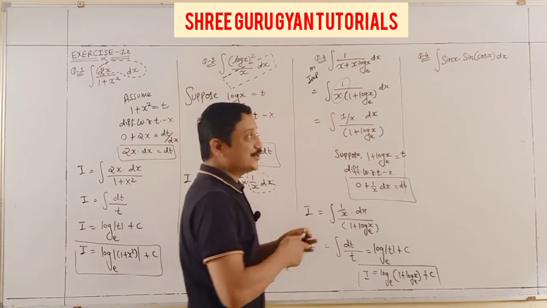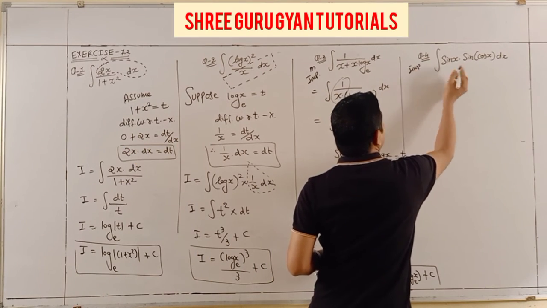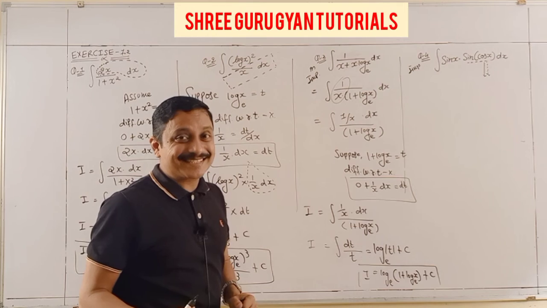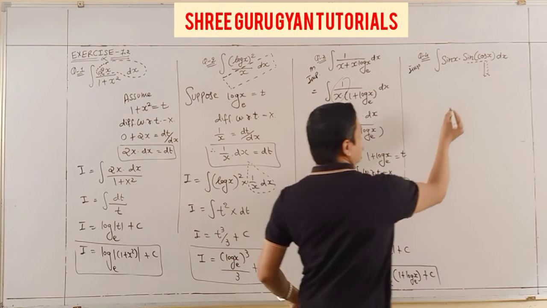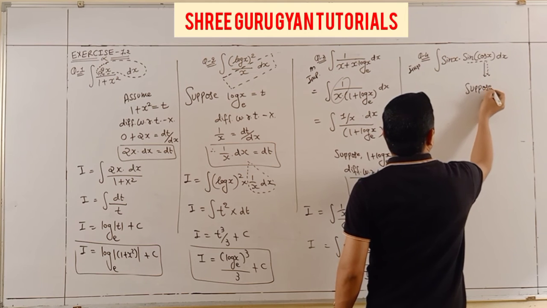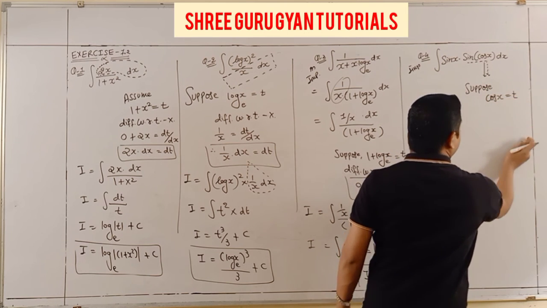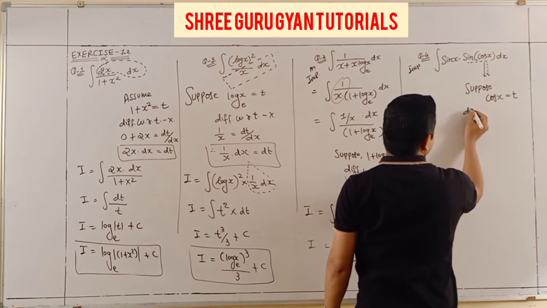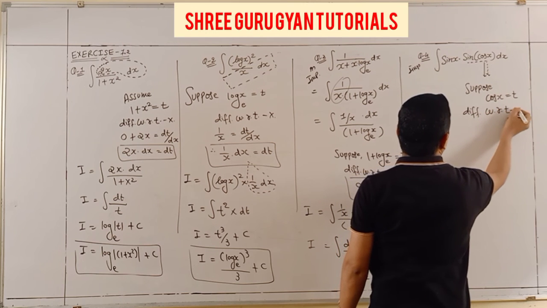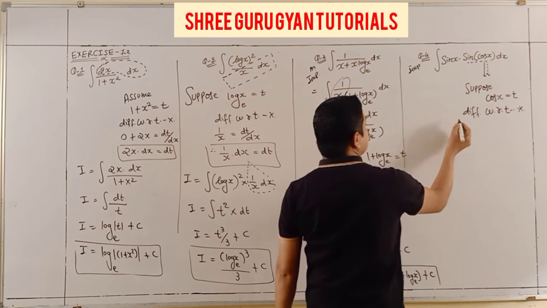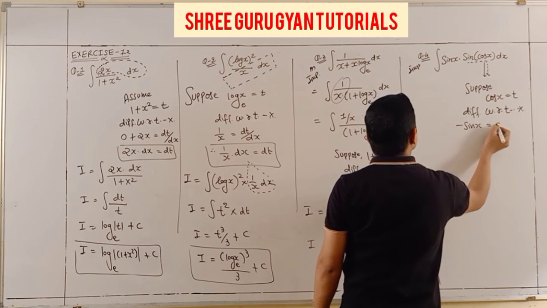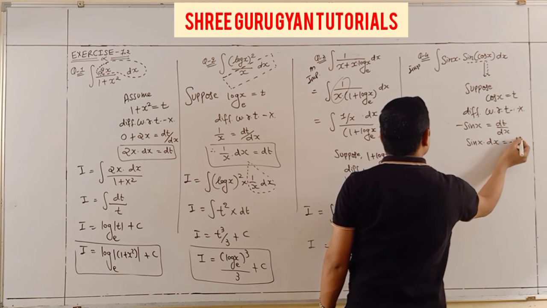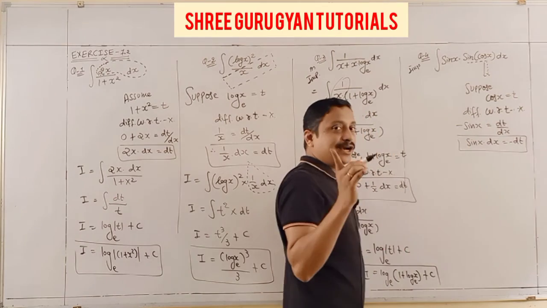Now the fourth is also important. This is also a board question. What is the composite function you have given? Yes, the internal composite is cos x, so suppose cos x is equal to t. Take the derivative with respect to x, differentiation of cos x with respect to x. So your value is minus sin x dx. So what is sin x dx? Minus dt.